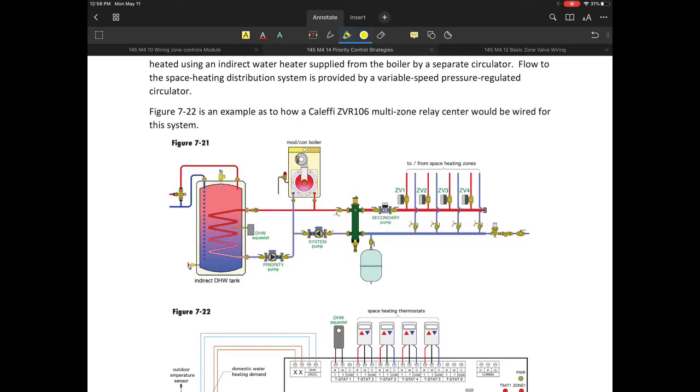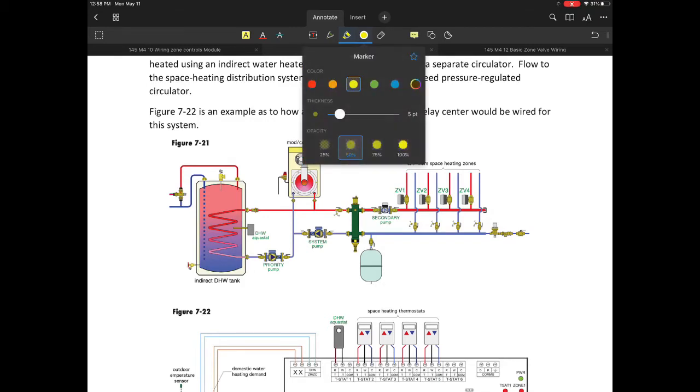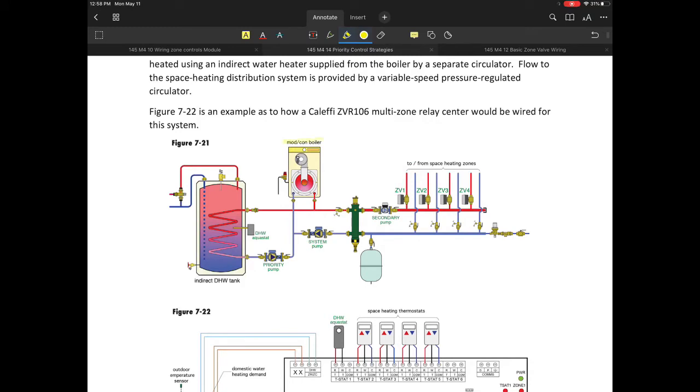Moving on over to this next one here. So I have a zone valve system with a zoning panel, and we're going to use the figures down below, which are 721 and 722. Now 721, what I want to show you is just kind of a sample layout.